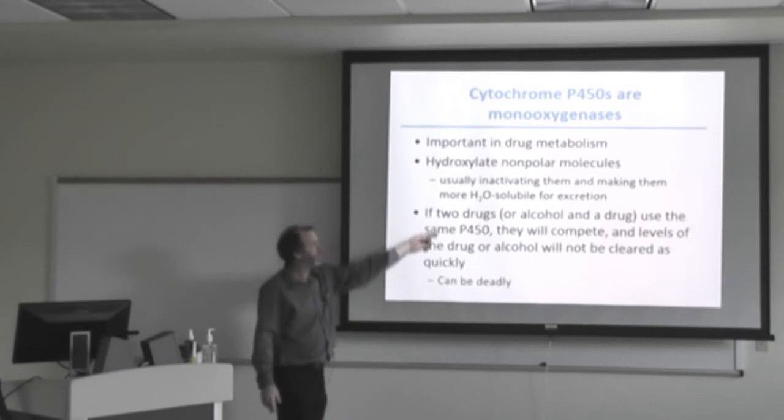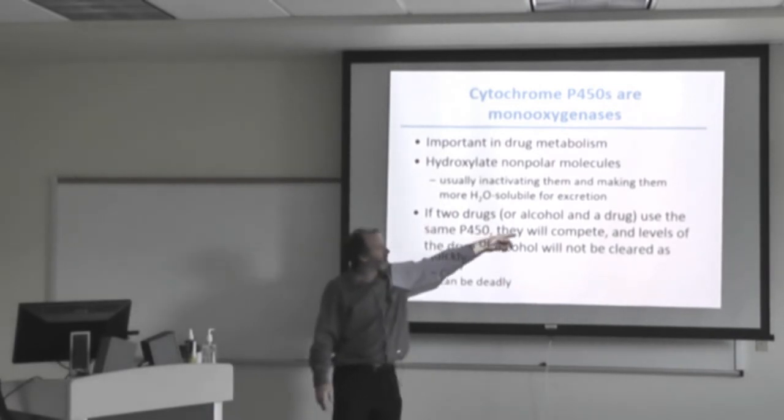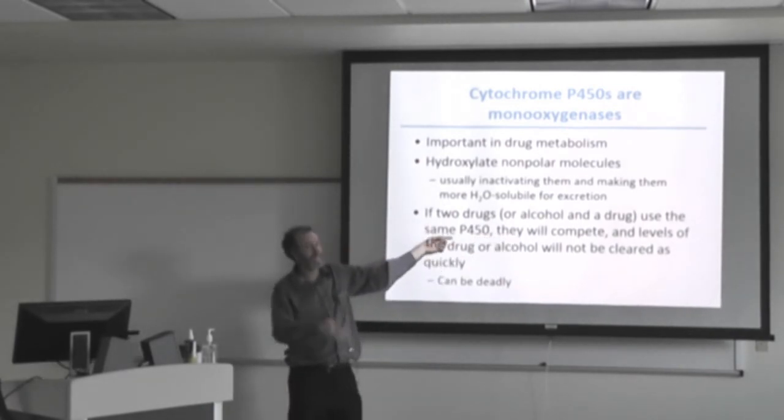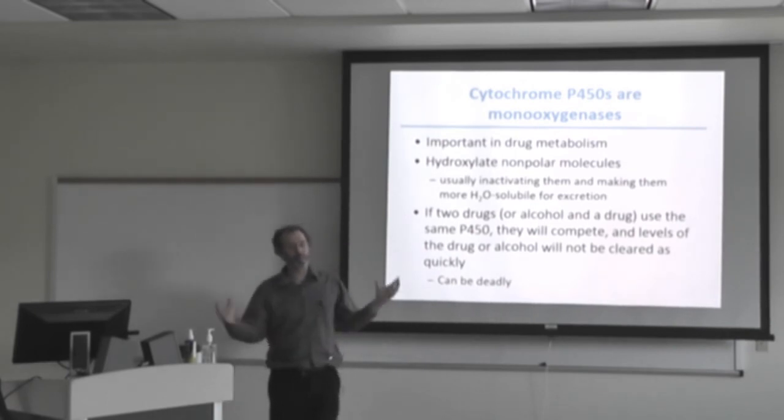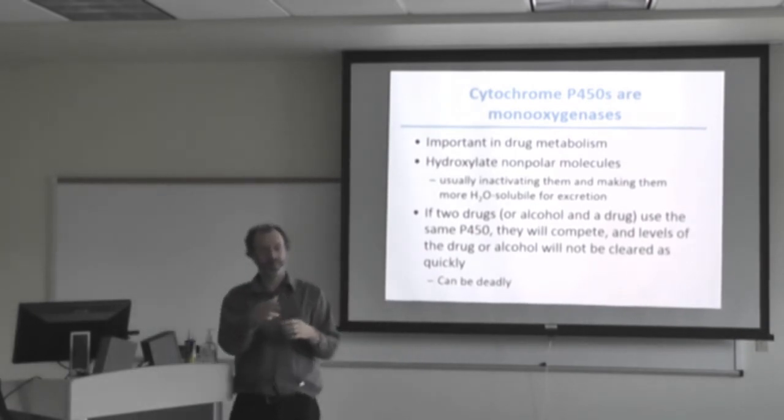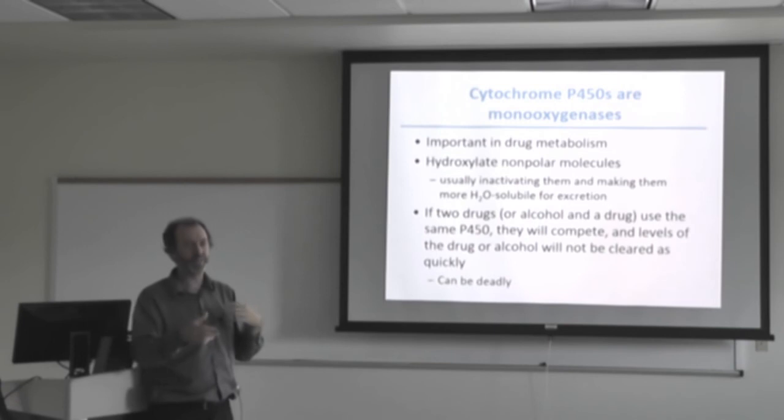So these cytochrome monooxygenases add hydroxyl groups using oxygen to make them more water soluble. If two drugs, or alcohol and a drug, use the same enzyme, they'll compete, and the levels of the drug or alcohol will not be cleared as quickly. So that's where you get these drug interactions. They're competing for the same metabolizing enzyme.